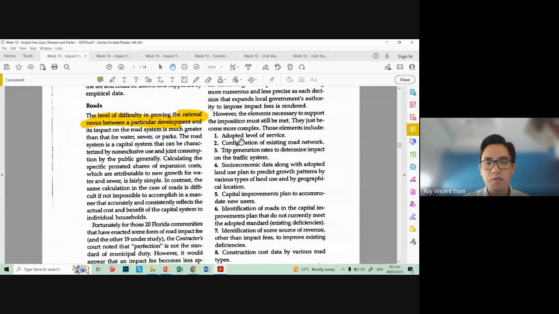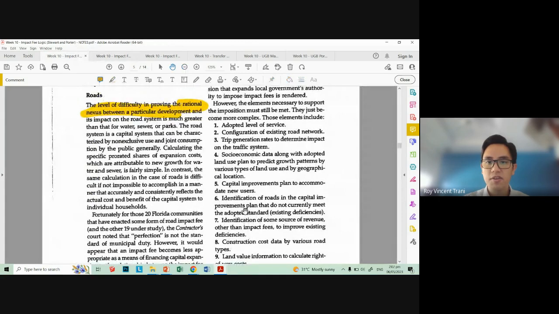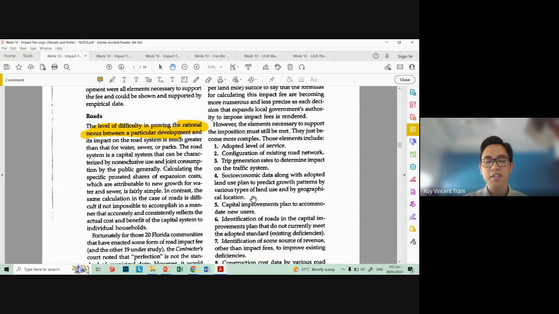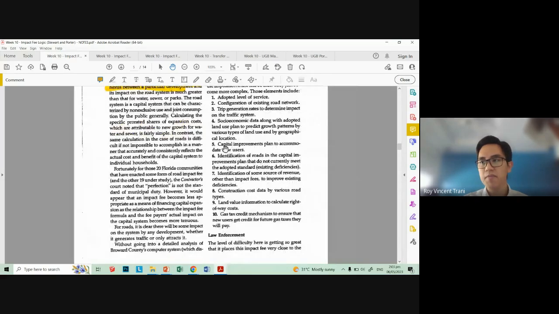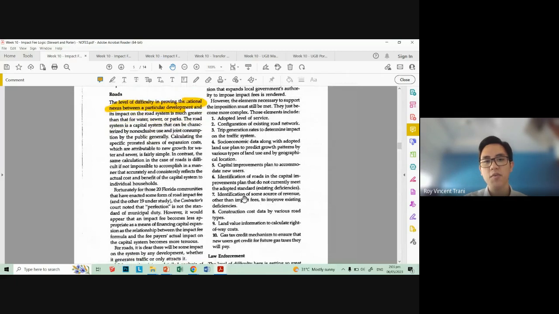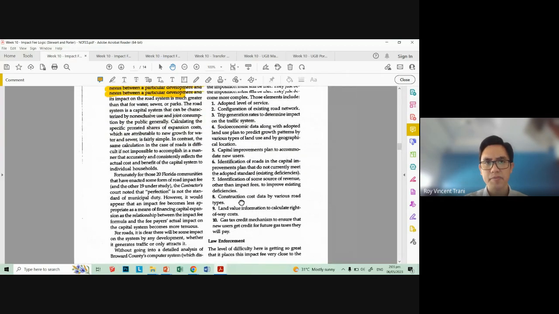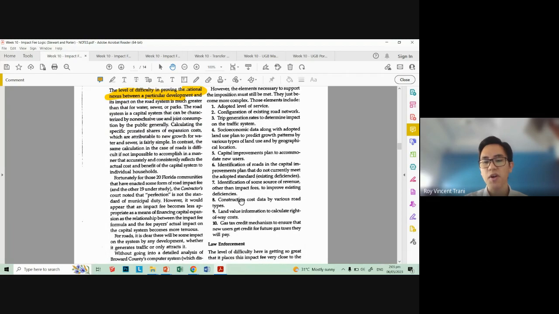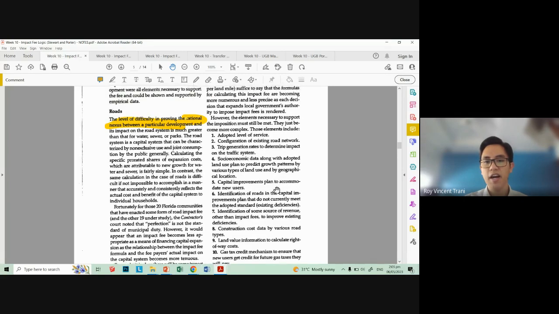So we have 10 steps or 10 elements to include in road impact fees. I just need you to be familiar with it. This might be the most feasible for the Philippines because it's already widely accepted in the US. But we still need to do our own feasibility studies here in Cebu and our different local communities to see if this is really feasible.